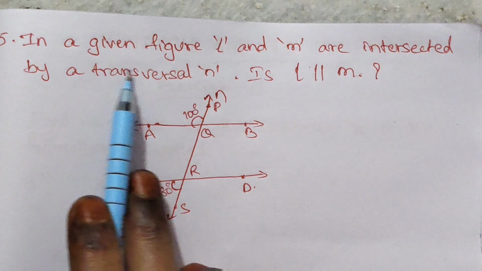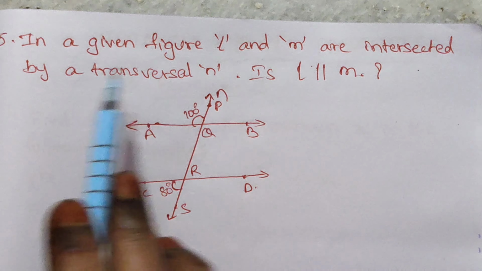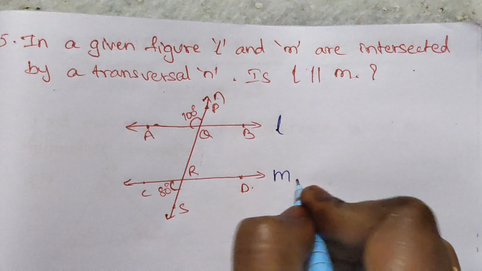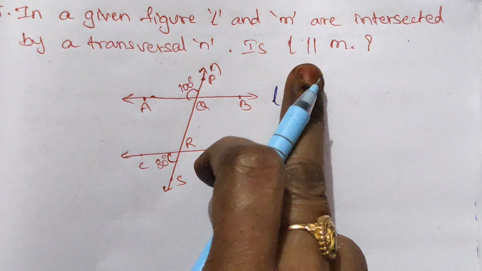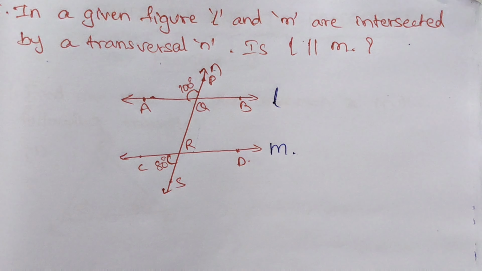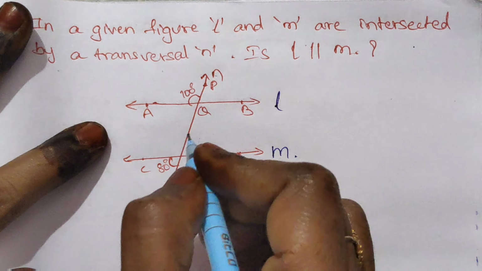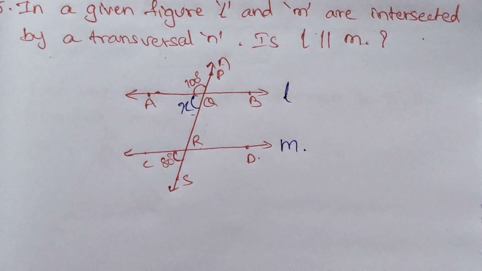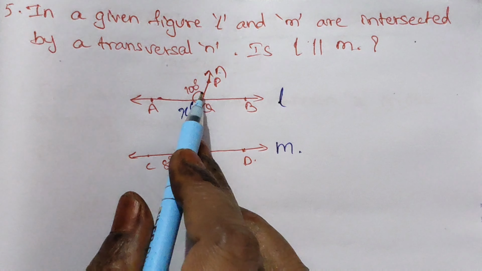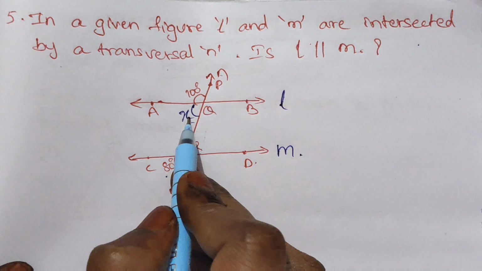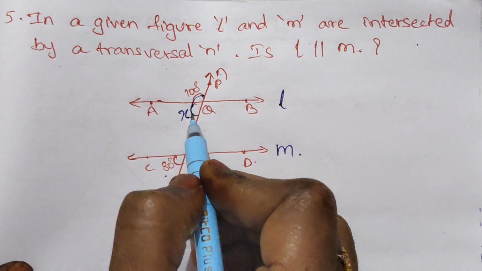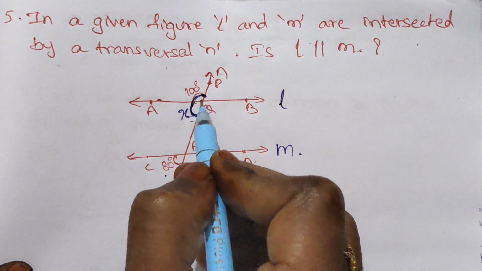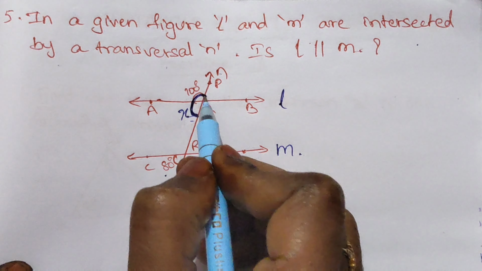Fifth question. In the given figure, L and M are intersected by a transversal N. This is L, this is M. They are asking, is L parallel to M? Here let's take this angle as x. They have given angle 100 here and angle 80 here. I'll find out this angle. The sum of these two angles is 180. Why? This is a straight line and they are adjacent angles, a linear pair.